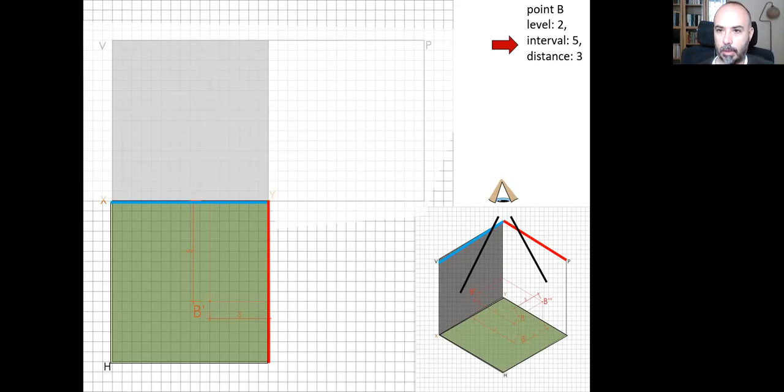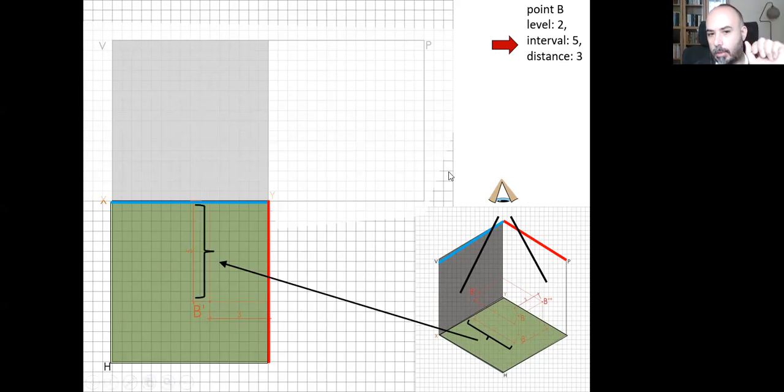First, I need to find out the interval, and it is this length here, the perpendicular length between the point B and the vertical projection plane, which is resembled as a line here. So I just need to transport this length to here. I need to count 5 squares, and my point B prime, the first projection of point B, is somewhere along this line here.